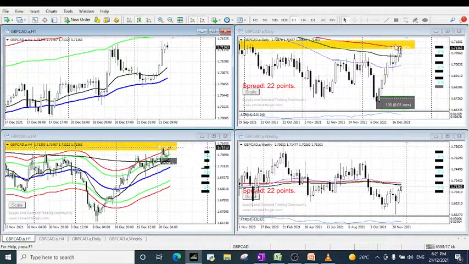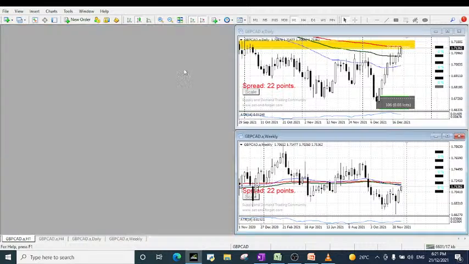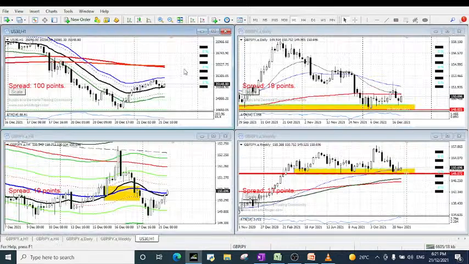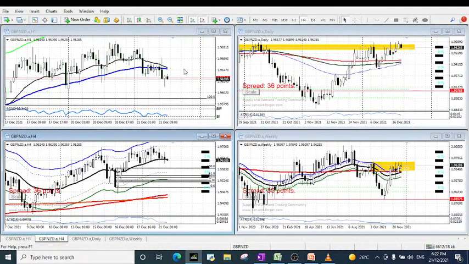So most of the currency pairs are sitting in a zone right now. Which means that for the coming week, we might be getting a lot of opportunities. I mean, the coming days.